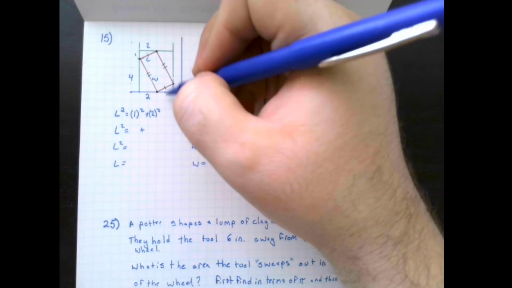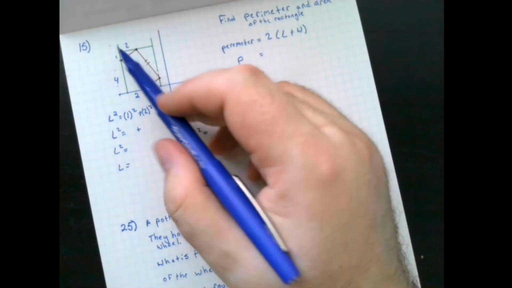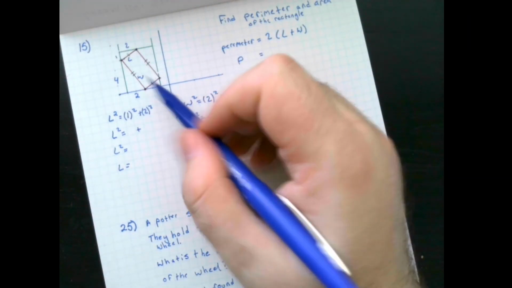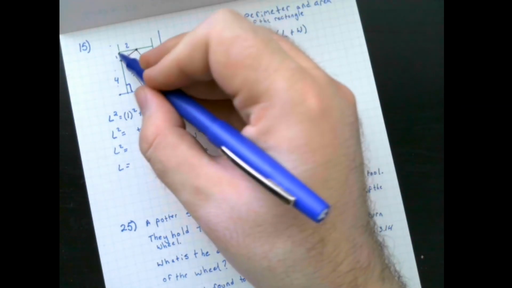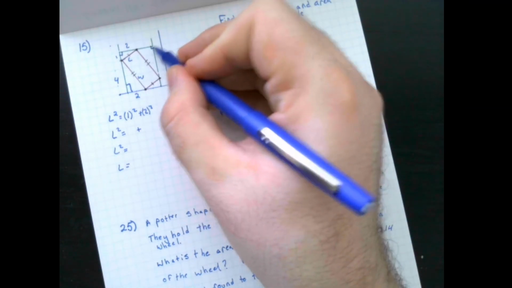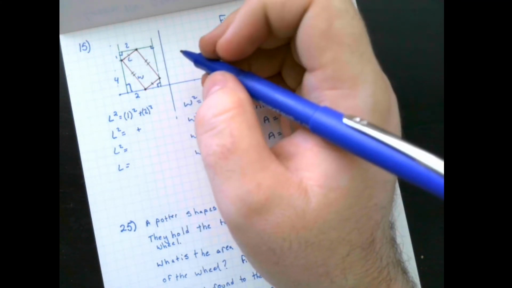In a rectangle, opposite sides are equal. So, we only have to find the length and the width once. We don't have to do it for all four sides. Now, these are right triangles that I formed because we were able to make this on a grid. Because they're right triangles, we can use the Pythagorean theorem.